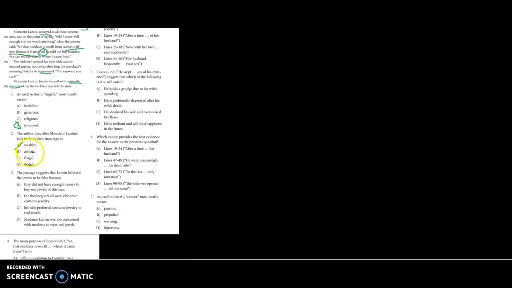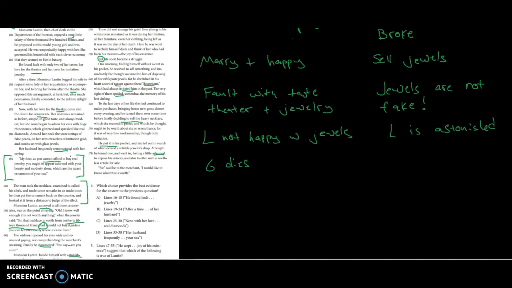Artistic. Nowhere does it talk about her being artistic, so that's out. Flighty is kind of a negative word, right? That doesn't sound very positive. That's not it. And even if we're not entirely sure what this word means, just by process of elimination, it's got to be this one. But yes, frugal really means careful with money. And that does fit with this line.